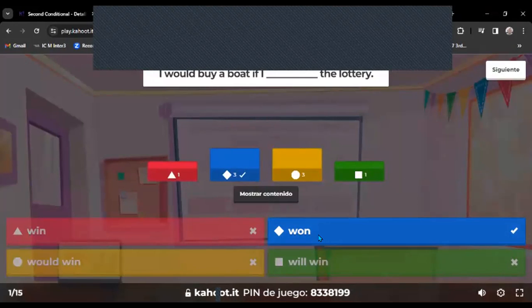Okay, the answer was won, because won is the past tense of the verb win, right? So no podemos utilizar will win porque en la cláusula del if no puede ir con will, ¿verdad? Entonces no puede ir esta opción de yellow.